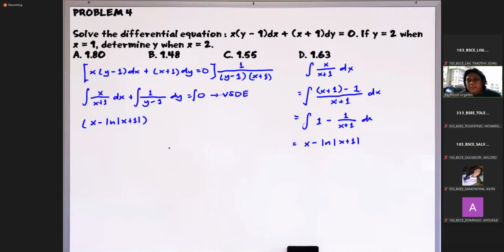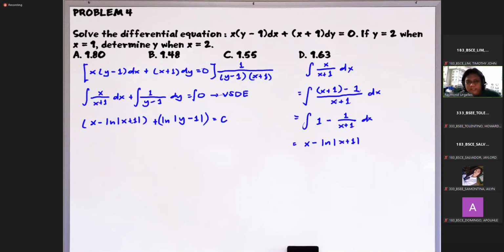Then plus, again, pag ganitong form, 1 over just a first degree polynomial, logarithm lang yan. So ln of y minus 1. Yan lang yung magiging equation. Then integral ng 0 is simply a constant. Any questions para dito? Yung derivative naman kasi nitong y minus 1 is 1. Derivative ng y is 1, so derivative ng negative 1 is 0. Kaya hindi na natin kailangan i-consider yung derivative ng nasa denominator.